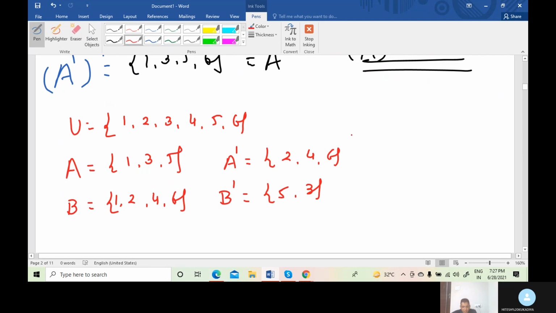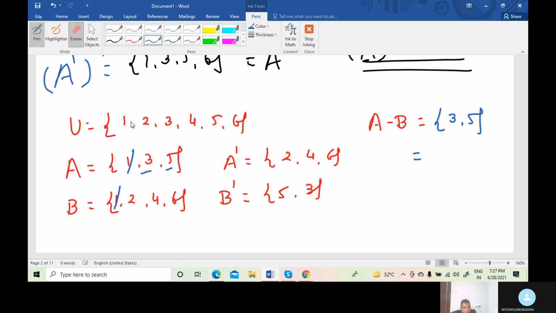Anyway. Okay. Now our definition is what? A minus B. A minus B is what? Common elements cancel. Common element 1 cancel. Now A minus B, first set is A. So you can write here the answer 3, 5, because 3 and 5 are remaining, because your first set is A.